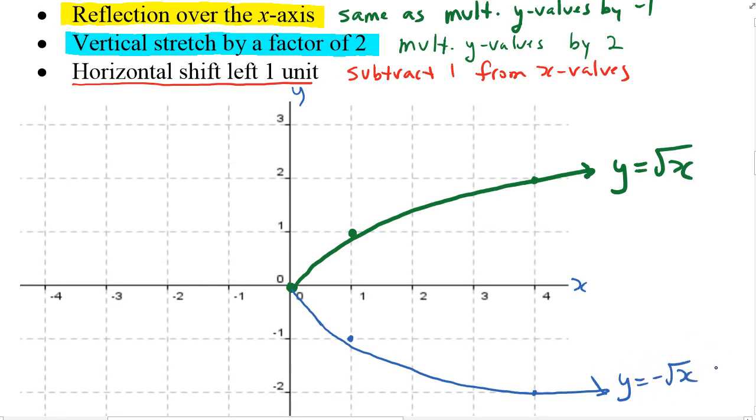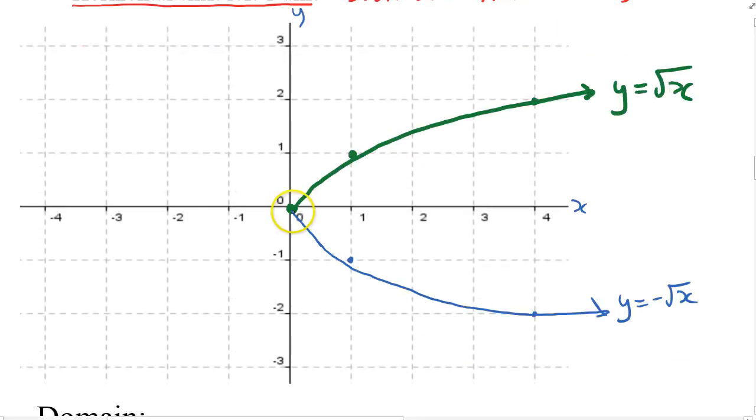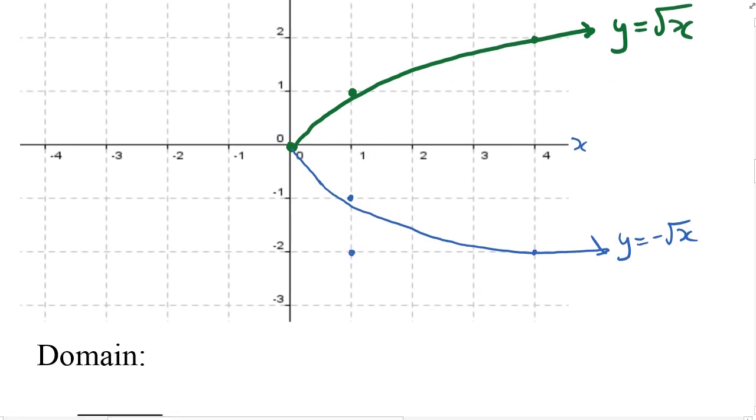And now we're going to do the vertical stretch by a factor of 2. So I'm going to multiply all those y values by 2. Still at 0, 0. And now instead of 1, I'm at 2. And here, instead of at 2, I will be at 4, which would be right around over there. So I will be, like that. Okay, so now I'm at y is equal to negative 2 root x.